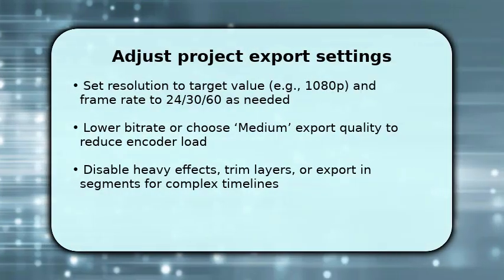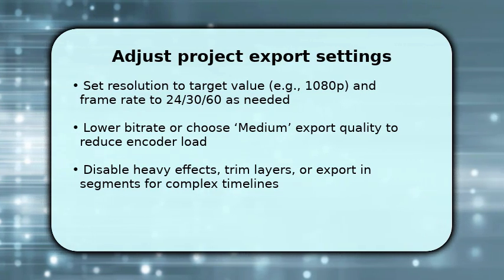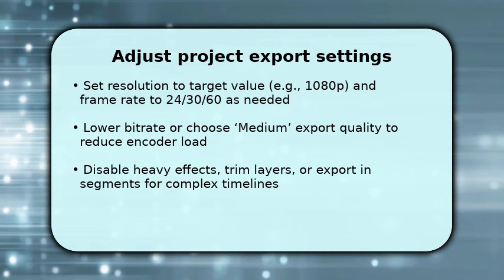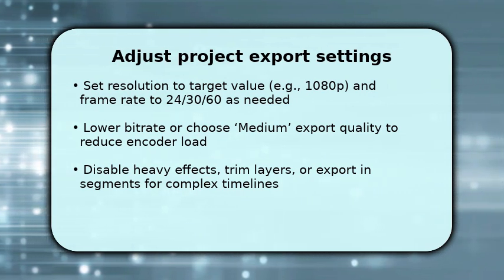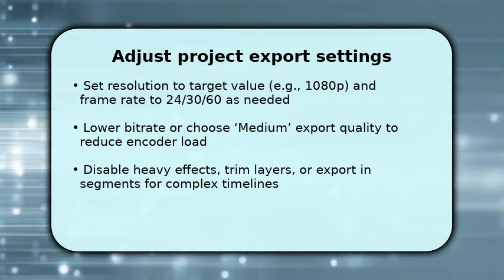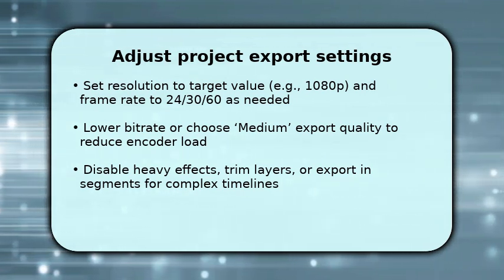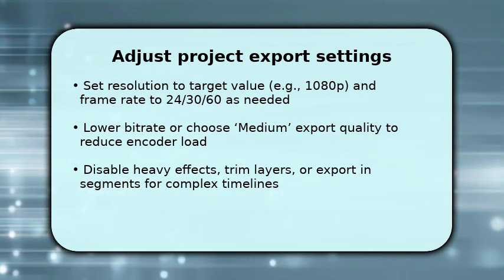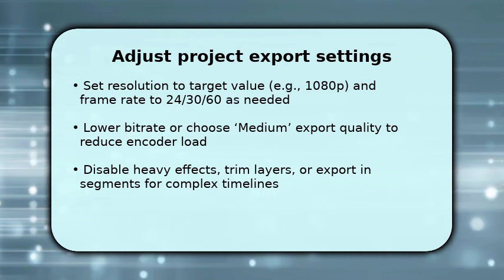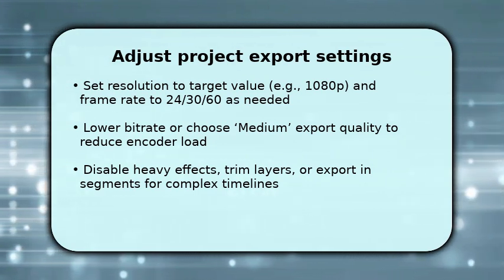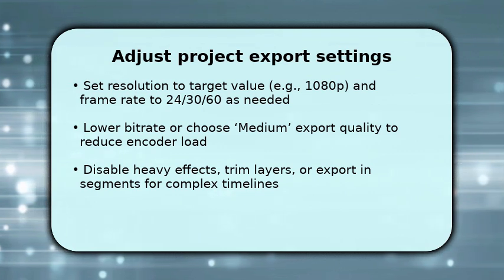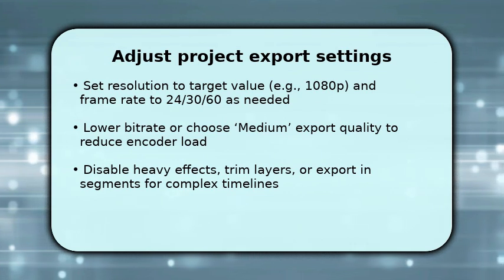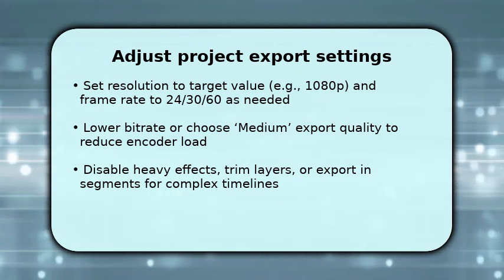You now tune the export itself. Open export settings and choose a stable resolution like 1080p and a supported frame rate such as 24 or 30. Then lower bitrate or switch to medium quality so the encoder won't time out. If your timeline has many blends, masks, or vector effects, disable or bake them, or split the project into shorter segments and export piece by piece. These steps reduce processing complexity and increase the chance of a successful MP4 render.